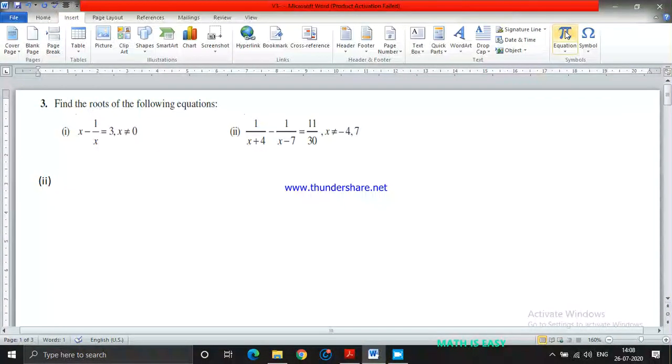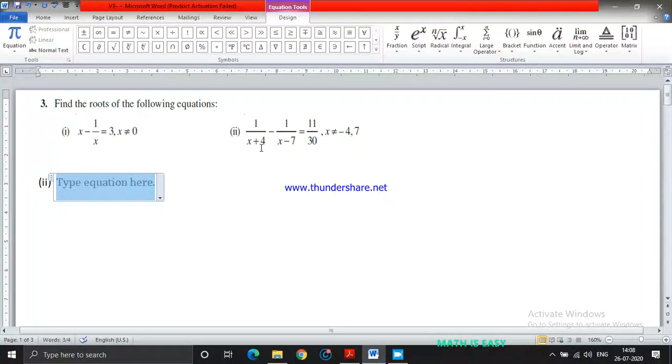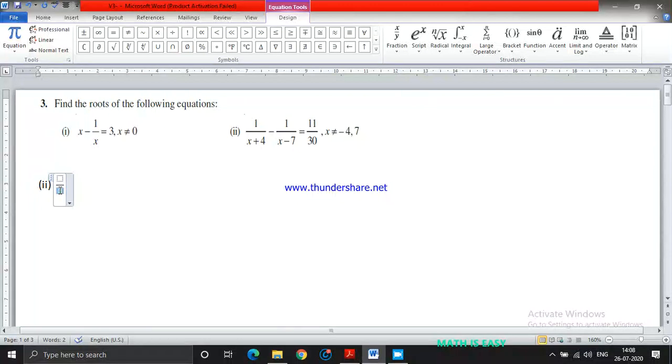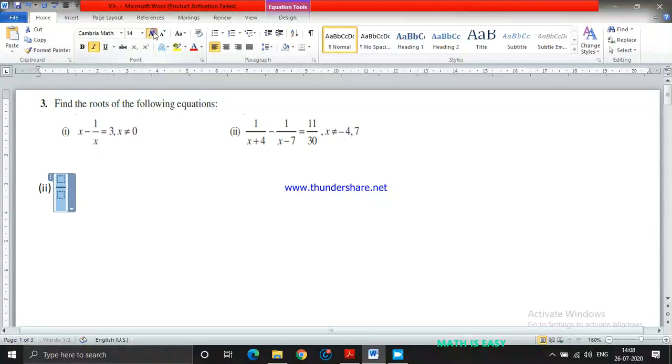So if I insert the equation, here you have 1 upon x plus 4 minus 1 upon x minus 7 equals to 11 upon 30. So what we do is, we take the LCM for the denominator. Okay, so let's see what we get if we take the LCM. If I take the LCM, the denominator is going to be the product of the terms, that is x plus 4 into x minus 7. Okay, both the denominators will be multiplied.